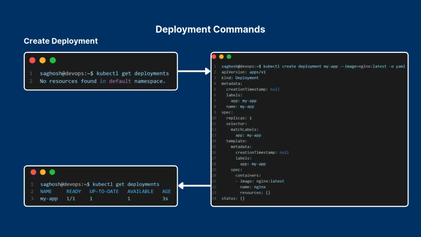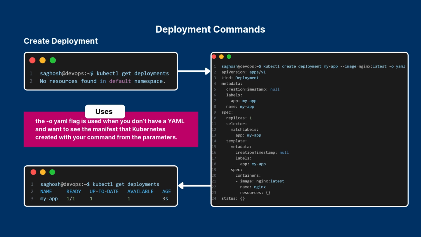Okay, so the next command that we have is kubectl create deployment, the deployment name, and the image details, and then we are using a parameter -o yaml. This -o yaml flag with the kubectl create deployment command outputs the deployment manifest in YAML format and also creates the deployment. This allows you to review, modify, or save the manifest for later use. This -o yaml flag is used when you don't have a YAML and want to see the manifest that Kubernetes created with your command from the parameters you passed.